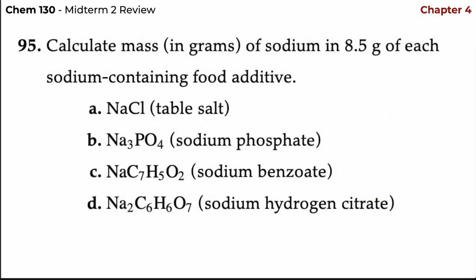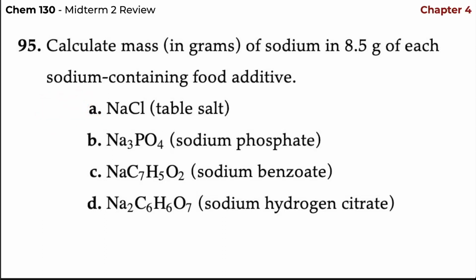All right, for this one, I have my own method. It's a little different than the one in the answer key, but it gets the same answer, and I feel like it makes more sense, so I'm going to explain it that way. First of all, you have 8.5 grams of this, or this, or this. Out of those 8.5 grams, you want to find out what percent of it is Na and what percent of it is everything else.